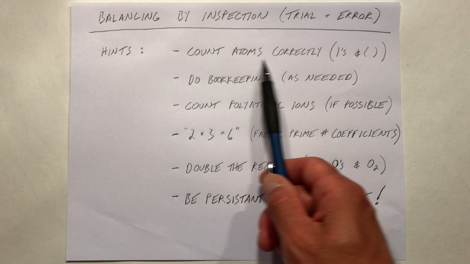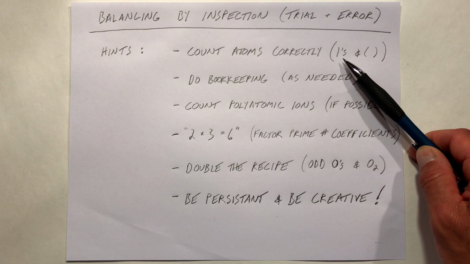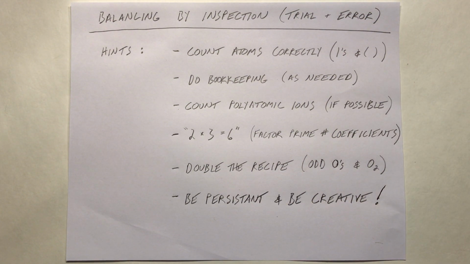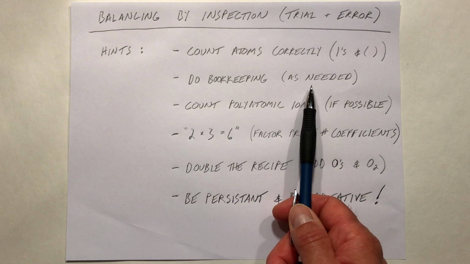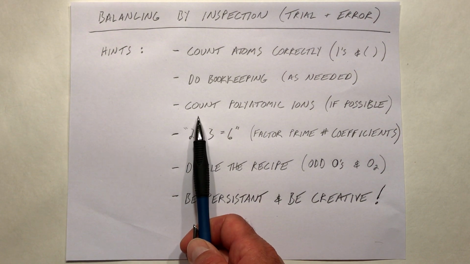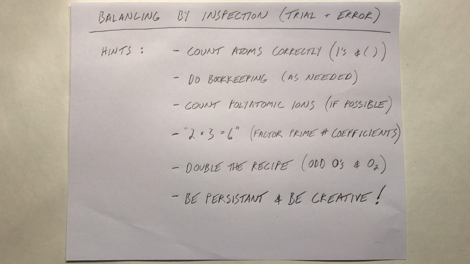First thing is, make sure you count the atoms correctly. And to help you do that, you might want to write in 1s that are unwritten 1s for coefficients and subscripts, and you might want to add parentheses where appropriate. We'll talk about some examples in a little bit. You might want to do some bookkeeping, and you might have noticed I did a little bit of bookkeeping in that example where we were taking hydrogen and oxygen to produce water. Wherever possible, count polyatomic ions as if they're single chemicals. And again, we'll go through examples of all of these.